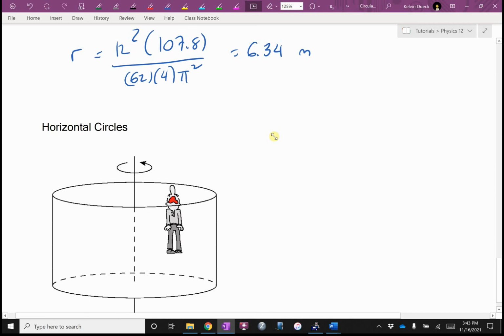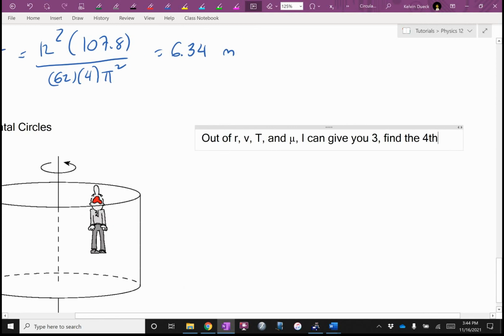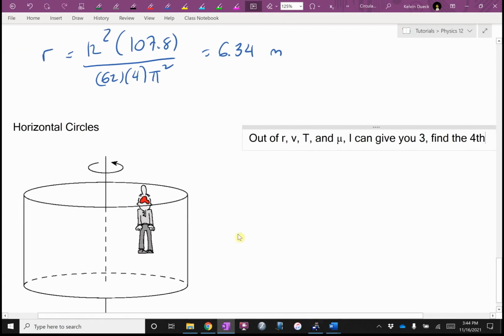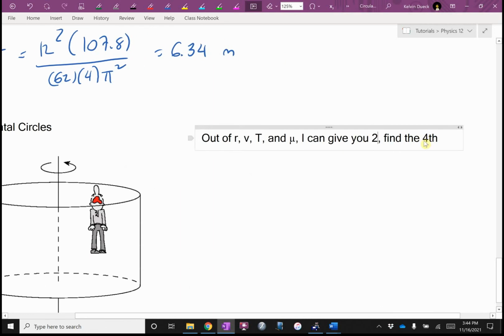So what can I ask you? Out of r, v, T, and mu, I can give you 3, find the 4th. Okay? Really, it's I can give you 2, find the 3rd, because you're either going to be given or use v, or you're going to use the one with the T in it, but you're not going to use both.